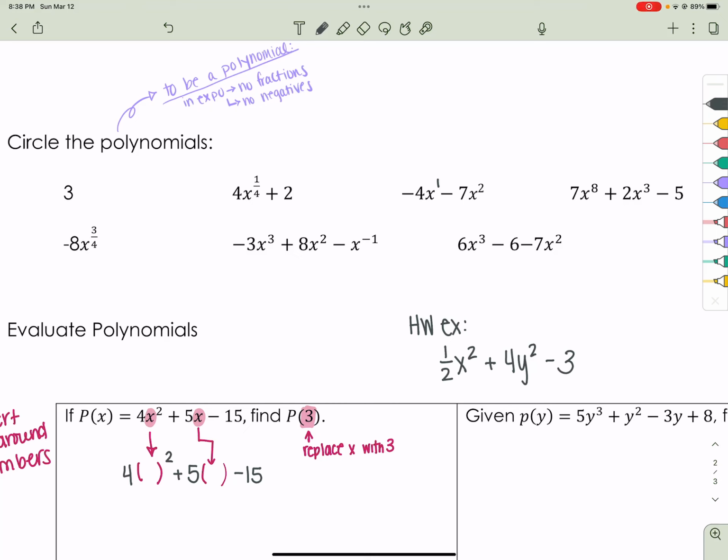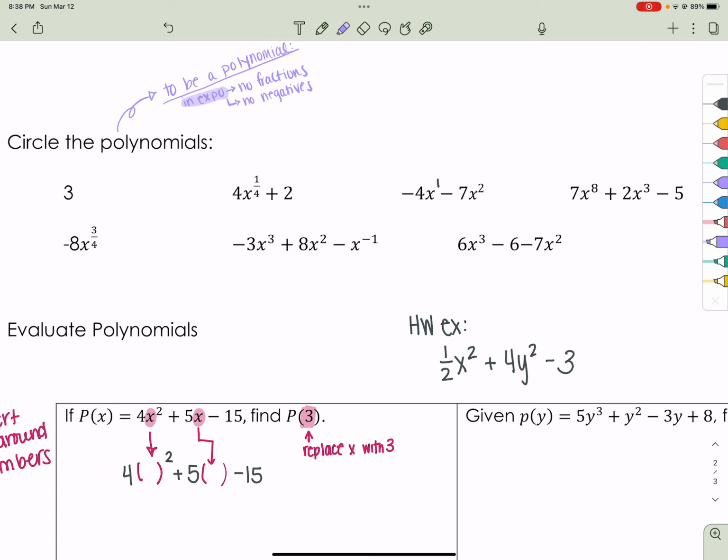Right, in this video, we're going to be looking now at identifying if something is a polynomial, yes or no. So I made a little note going all the way back to the top of the notes. In order for a function to be a polynomial, it has to have no fractions and no negatives in the exponent. Doesn't matter what's out front, it only matters what's in the exponent.